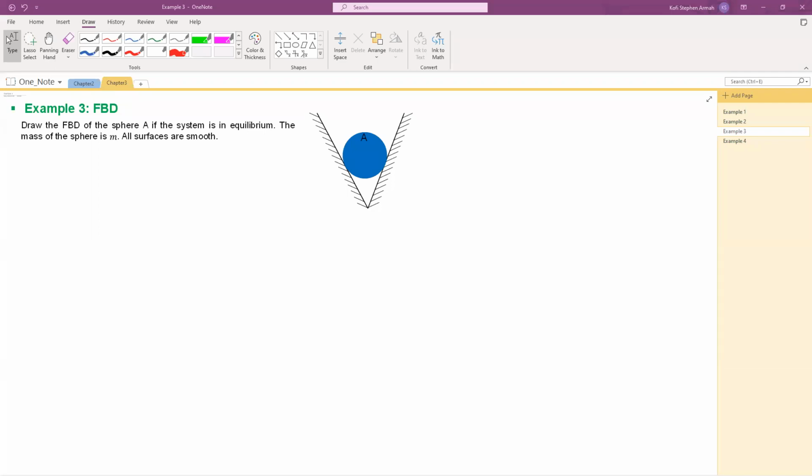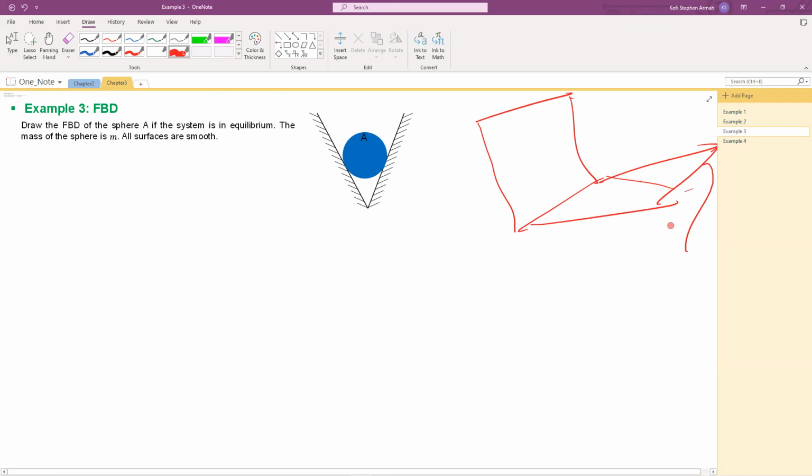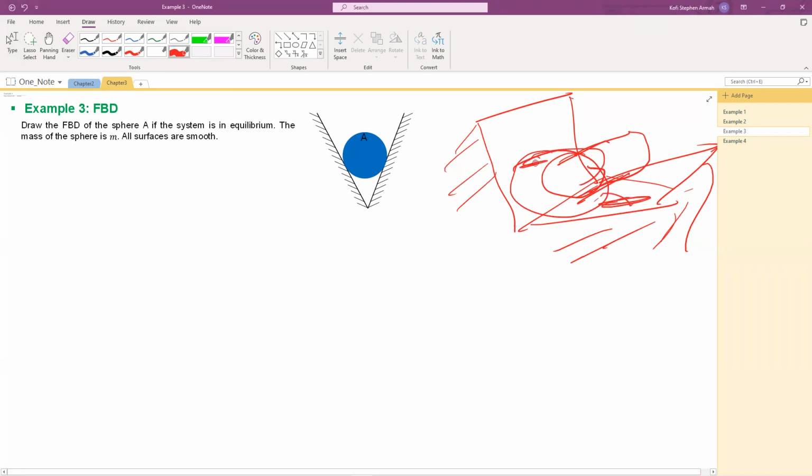Example 3 here, I'm still focused on free body diagram. This is a piece of wall. Let me see whether I can draw this in 3D. A piece of wall, and then you have some cylinder lying in it, or a piece of wall with a ball, a sphere. So it's making a contact here. It also makes a contact here.